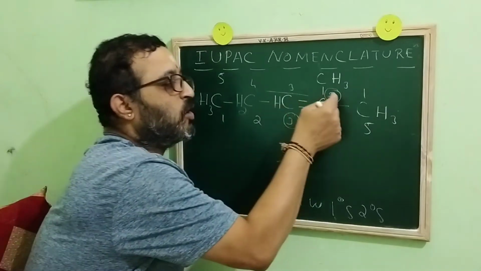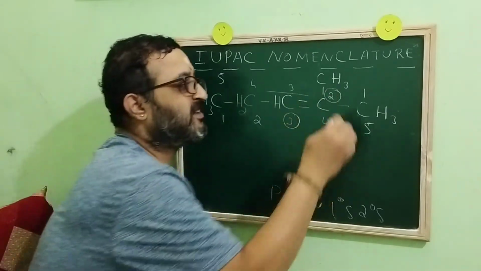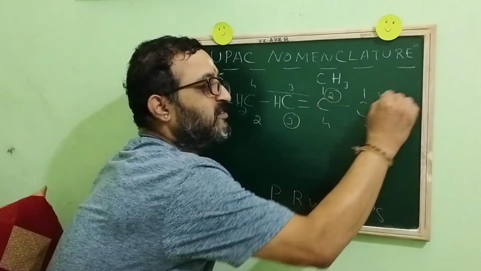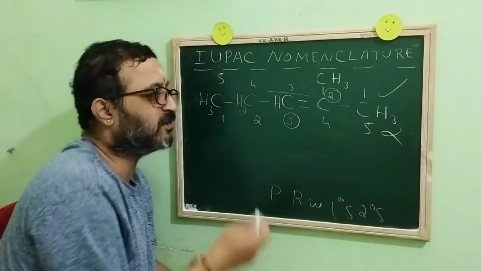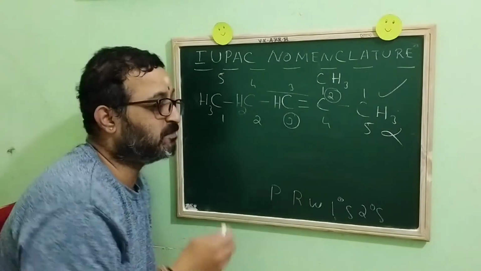Third carbon. Out of 2 and 3, which is least? 2 is least. So this numbering is right and this numbering is wrong. Second part is also over. Now let us name this compound.